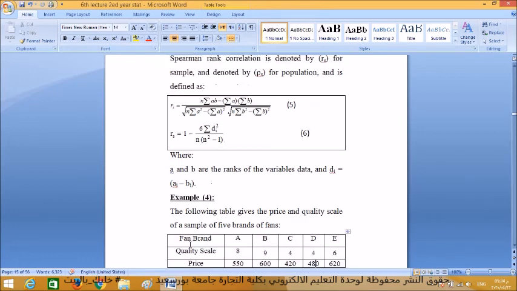Example number 4. The following table gives the price and the quality scale of a sample of 5 brands of fans. Quality scale means ordinal data. Price means quantitative data.